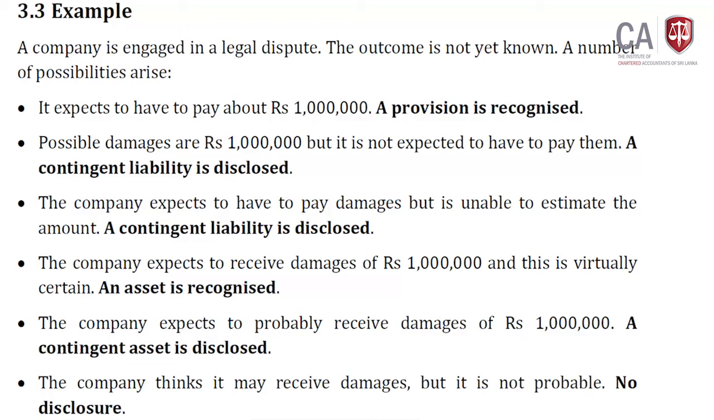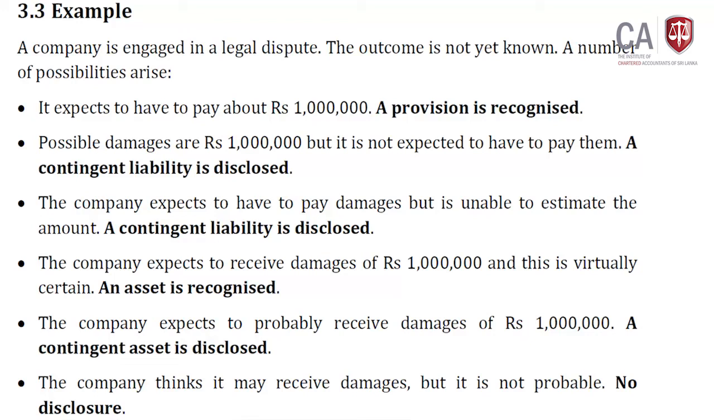The company expects to receive damages of 1 million and this is virtually certain. If it is virtually certain, highlight it. If virtually certain, you can recognize an asset. No issue. Next one, the company expects to probably receive damages of 1 million. Probably, so the contingent asset will be disclosed. The company thinks it may receive damages, but it is not probable, so nothing to do, ignore it.